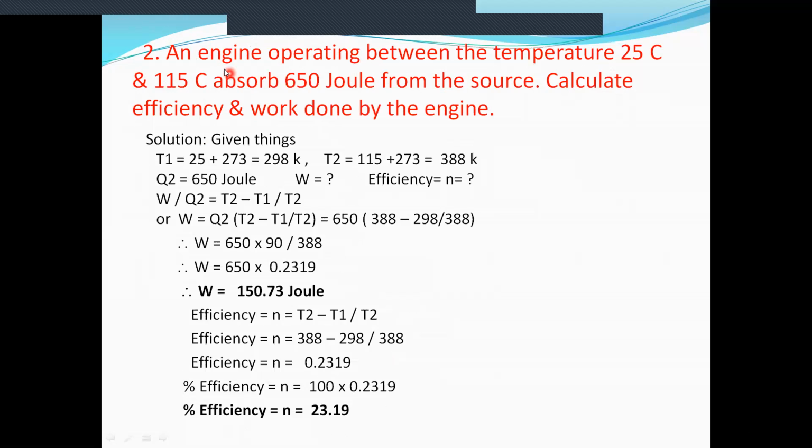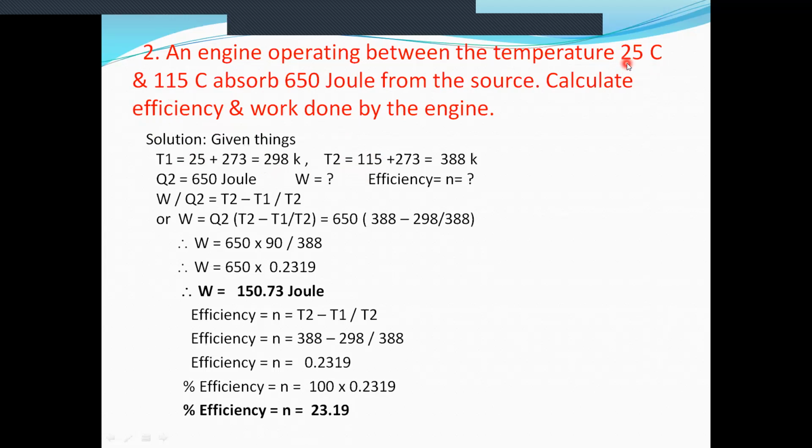Second problem. An engine operating between the temperatures 25 degrees centigrade and 115 degrees centigrade absorbs 650 joule from the source. Calculate efficiency and work done by the engine. Now again the same formula, the same problem. So I'll repeat again: two temperatures are given, T1 is given and T2 is given, but it is in degree centigrade.